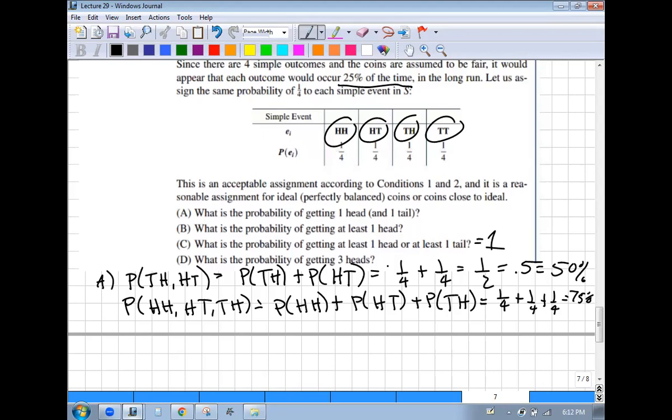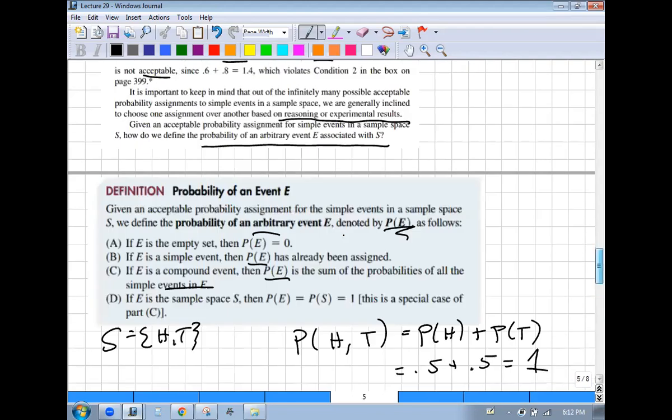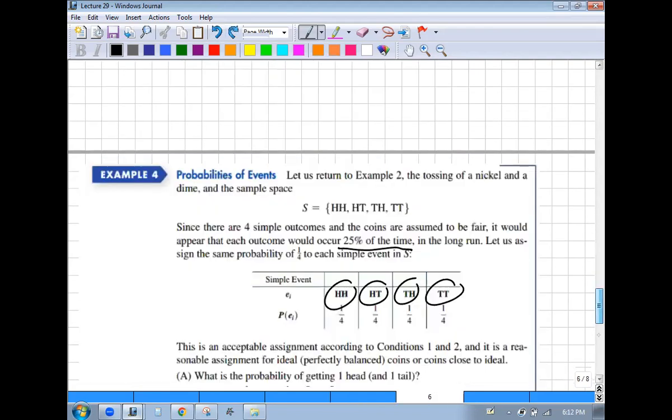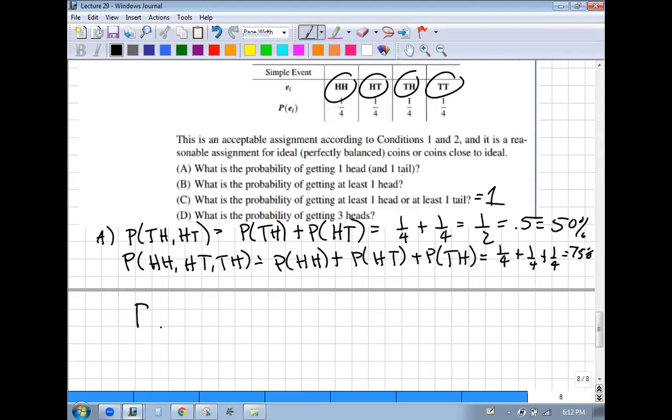What's the probability of getting 3 heads? That's not in the sample space, right? They told us the probability of the empty set is 0. So the probability of the empty set, right, is 0 because there is no 3 heads.